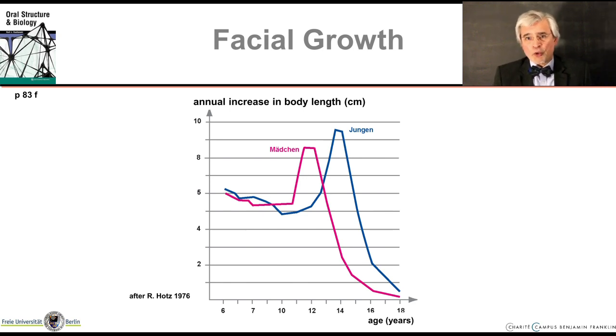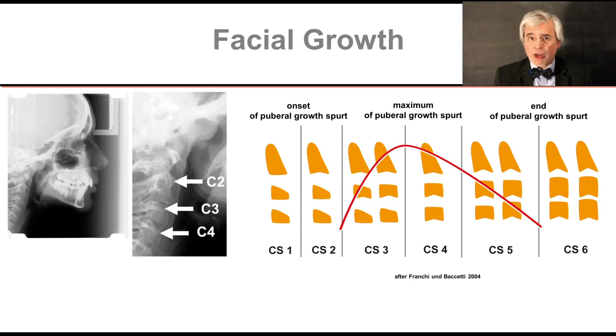We can also determine very precisely the appropriate time for the growth peak. For decades, the hand-wrist radiograph was used for this purpose, but since the work of Franchi and Baccetti 20 years ago, this is no longer necessary. The growth spurt can also be recognized by the maturity of the cervical spine, which is always shown in the lateral head film anyway.